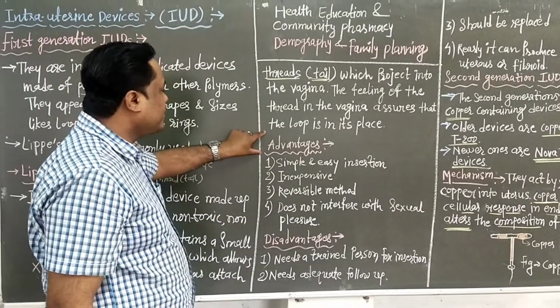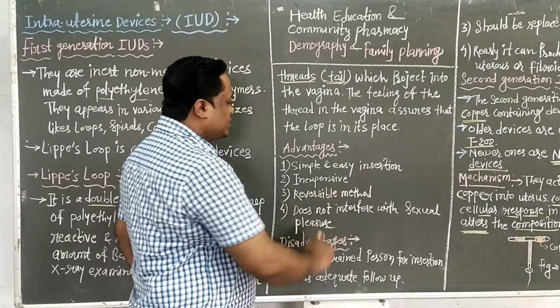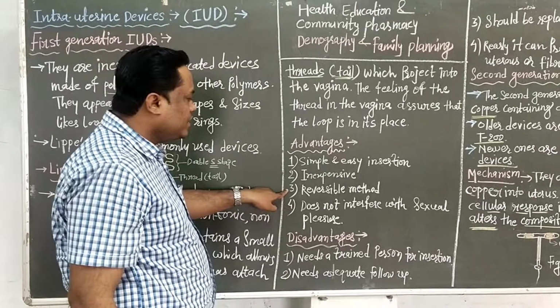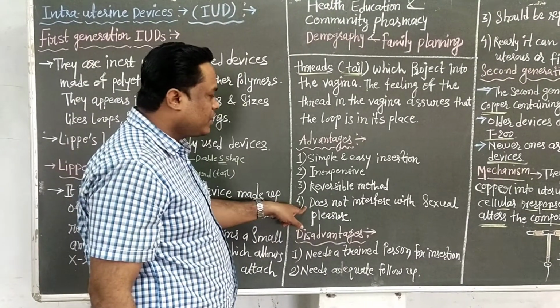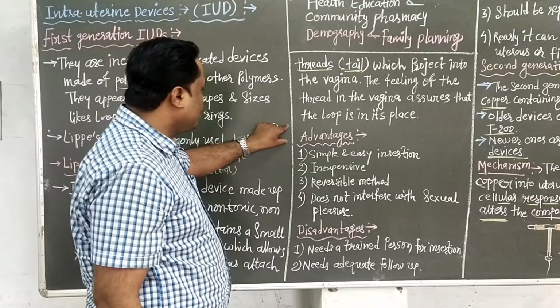Then we have to see the advantages of the Lippes loop. First, it is simple and easy for insertion. Second, it is very inexpensive. Third, it is a reversible method. Fourth, it does not interfere with sexual pleasure. These are the advantages of the Lippes loop.